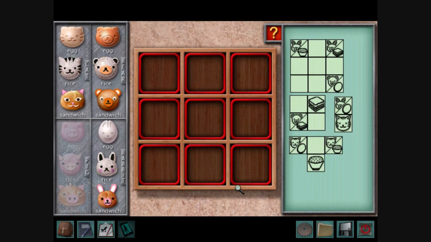Alright, let's see this puzzle. Ooh, this looks like it's easy. We have a big piece right over here, which tells us where the rabbit pieces are going to go. Rabbit rice, rabbit sandwich, and bear egg.